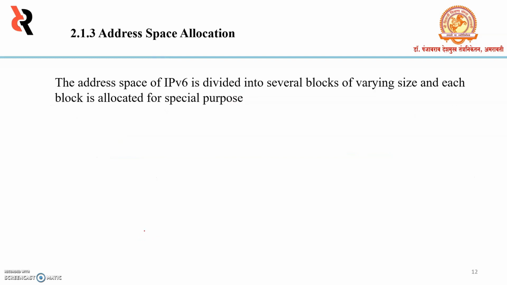Let us see address space allocation. Like the address space of IPv4, the address space of IPv6 is divided into several blocks of varying size, and each block is allocated for special purpose. To better understand the allocation and the location of each block in address space, we first divide the whole address space into 8 equal ranges.